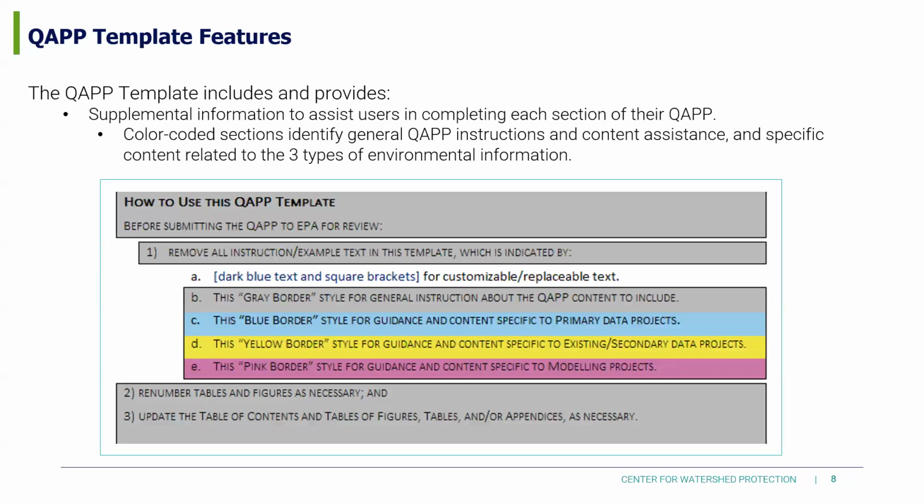We have things that are color coded. There's general information, supplemental information to assist users in completing each section of the QAPP. We have gray color coding for general information that applies to everyone who will be using the QAPP. Then there's blue highlighted information for projects that are collecting primary data, yellow for projects that are using secondary or existing data, and pink for projects that are using modeling.